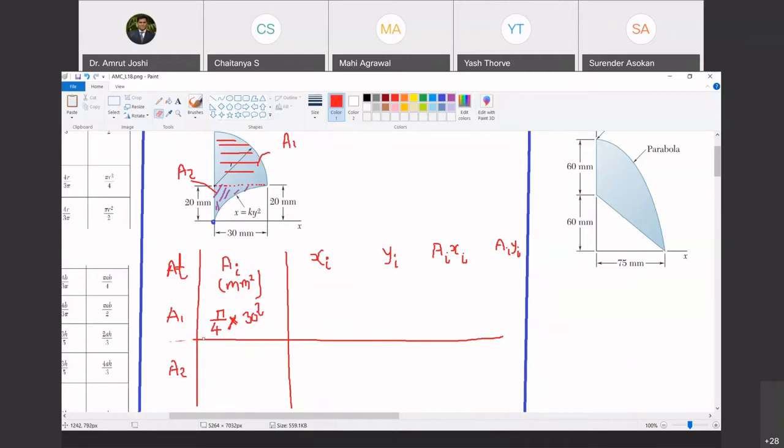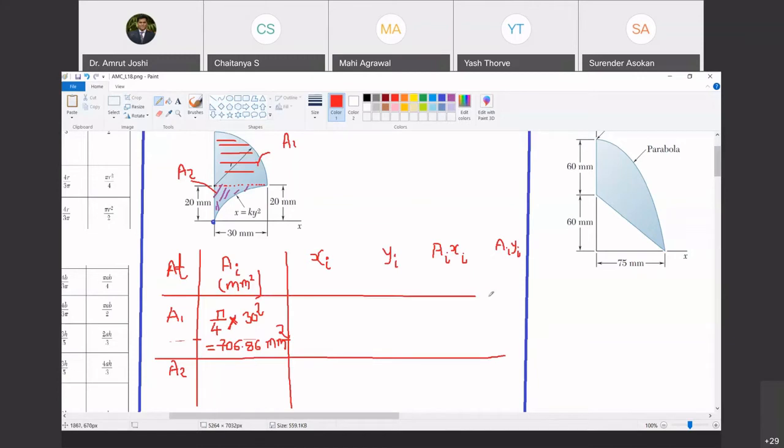Sir, 706. Pardon? 706. One minute, I will write it down. Chalo. The value turns out to be 706.86. Okay, others also do the calculation. I want independent confirmations. Otherwise, if there is any calculation error, that will propagate as it is in your understanding. So please cross verify. If there is any change, please notify me. Otherwise, I will take this as correct and I will go ahead.